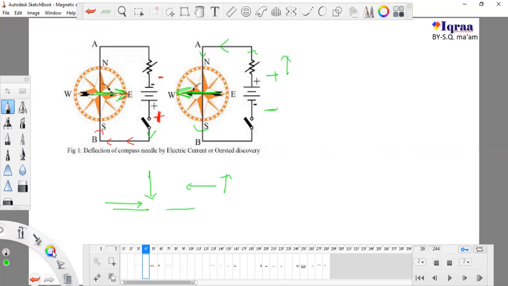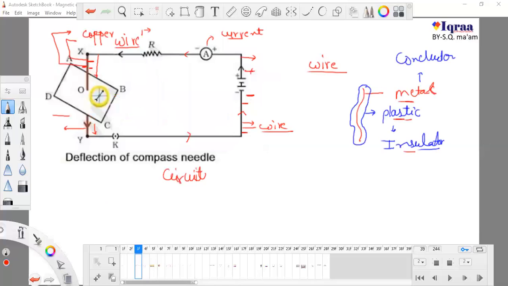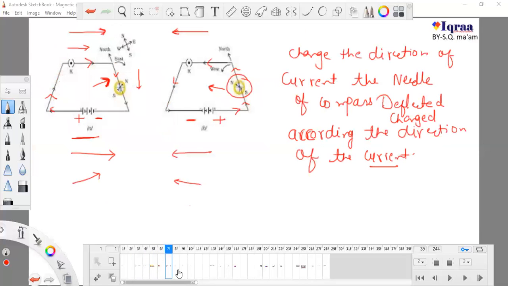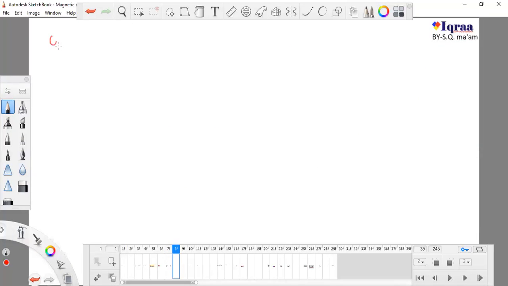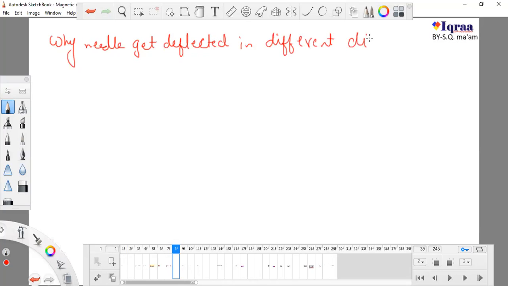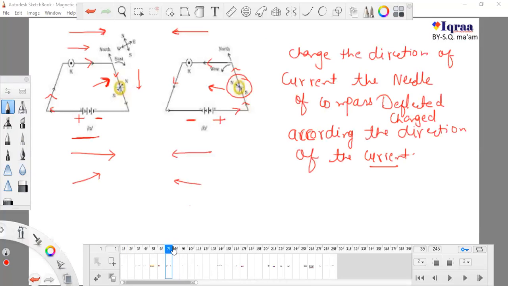Both cases. So why does this needle get deflected in different directions? Our question is: why does the needle get deflected in different directions? If you ask this question, I will tell you how to find the electric field after this class or tomorrow.